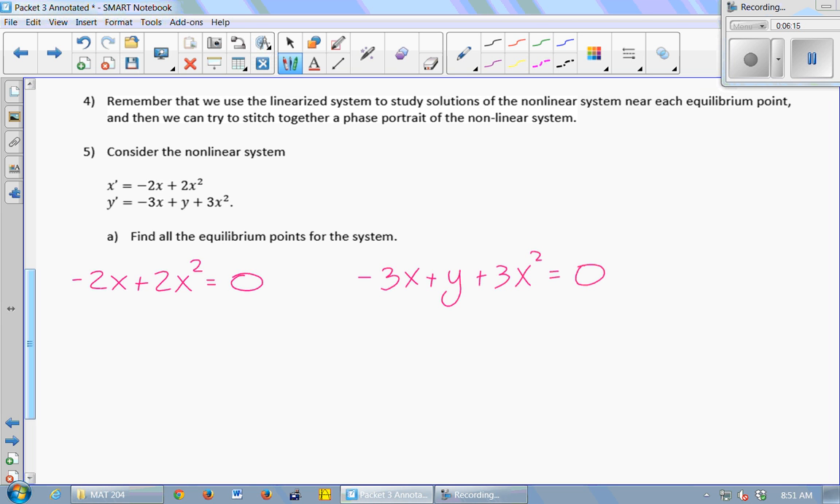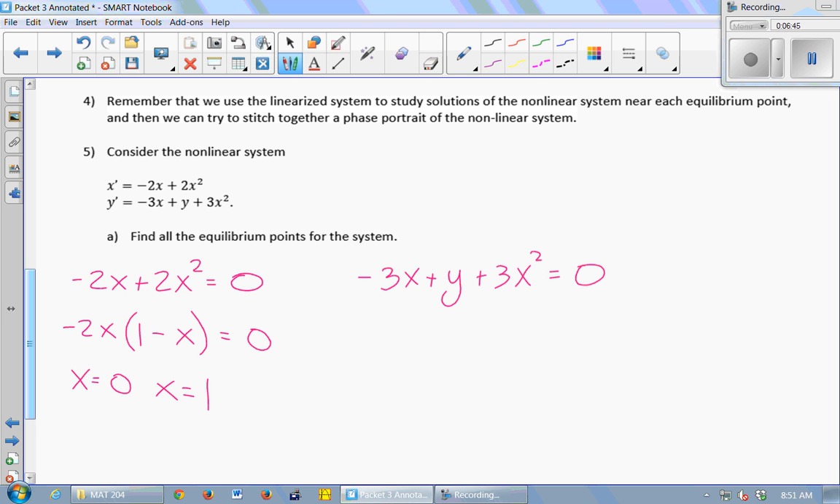So this first equation is dependent only on x, so I should be able to just solve it outright. I can factor out a negative 2x, and I'd be left with 1 minus x. And then either x would have to be 0 or x has to be 1. So I have two possibilities for x. I have to take each of those possibilities, plug them into my other equation, and get the y that corresponds with it.